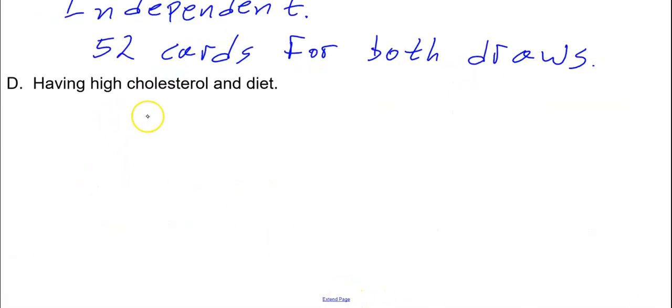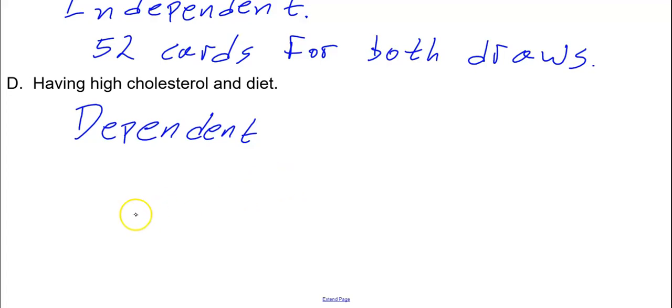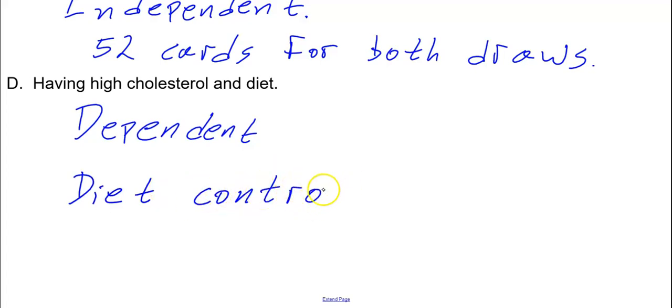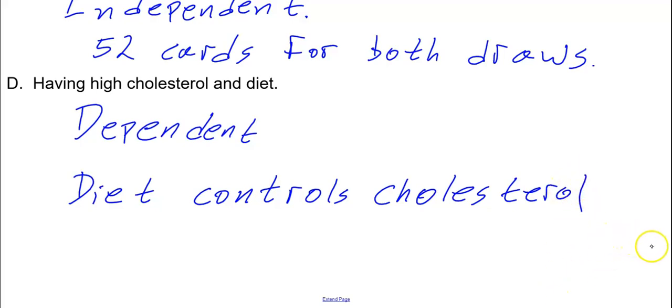And then lastly, having high cholesterol and diet. As a rule, these are dependent events. My events are having high cholesterol and what I eat. They're dependent. Diet can control your cholesterol.